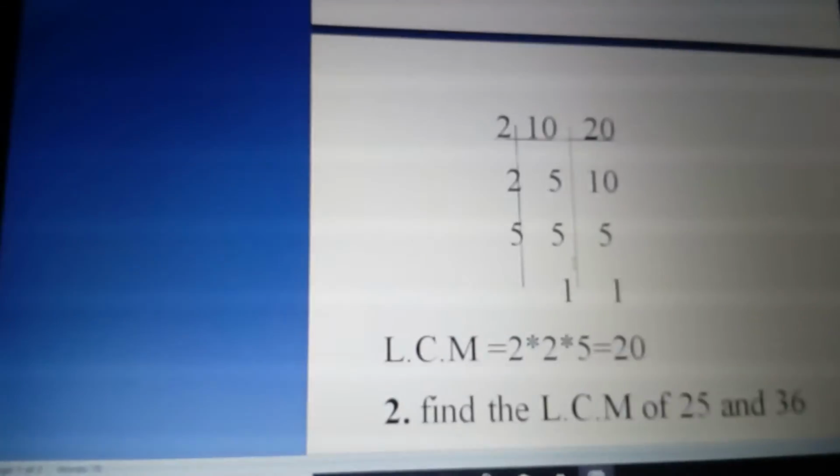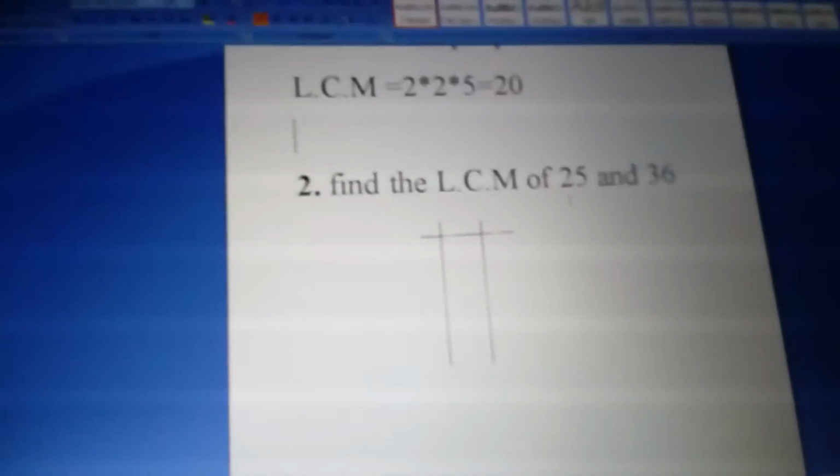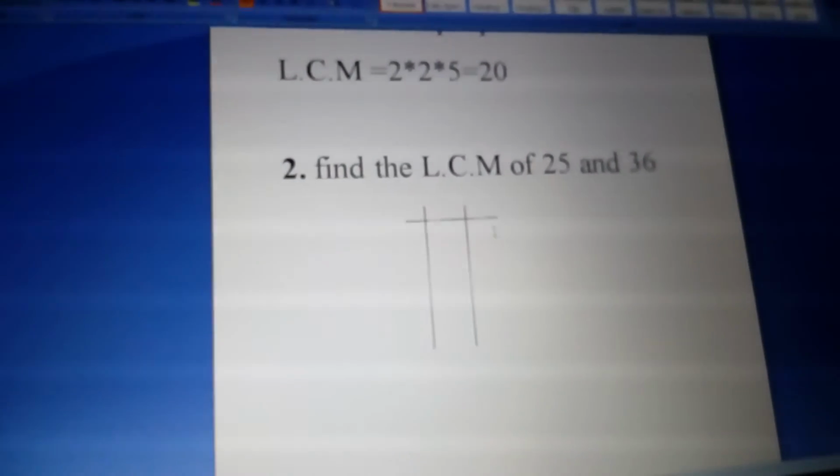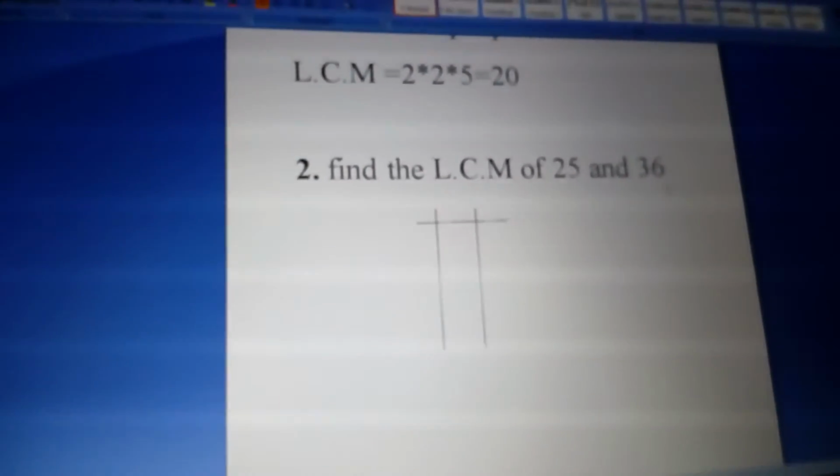2 multiplied by 2 gives us 4, and 4 multiplied by 5 gives us 20. So that's the answer or result for our LCM of 10 and 20. So having done with that, we move to the next question. It says find the LCM of 25 and 36.